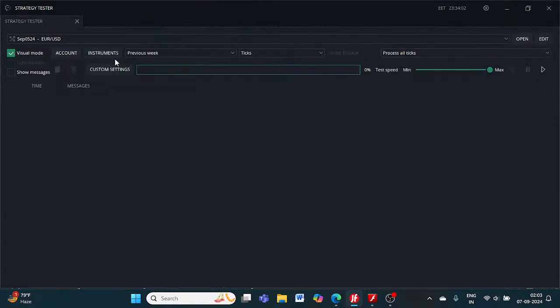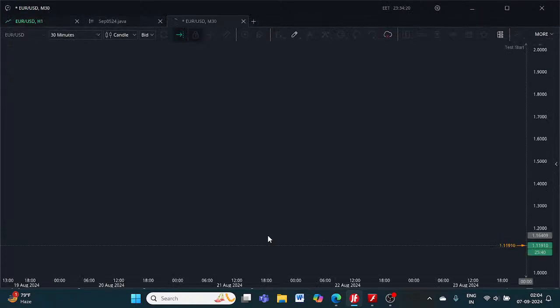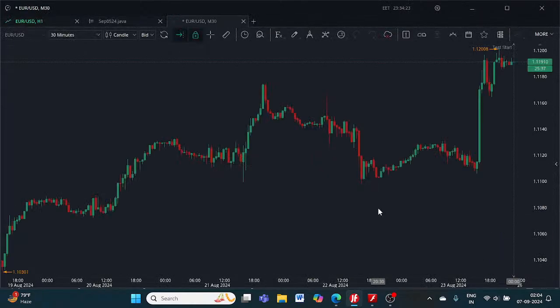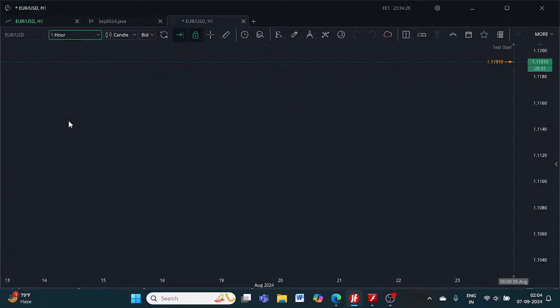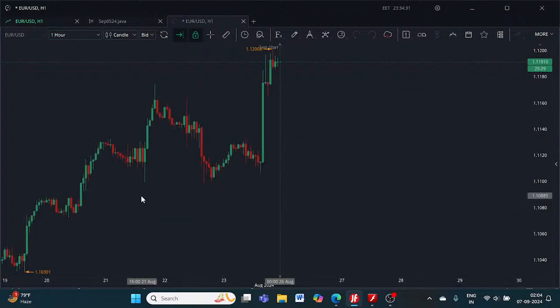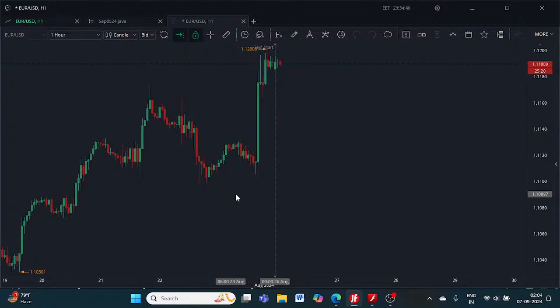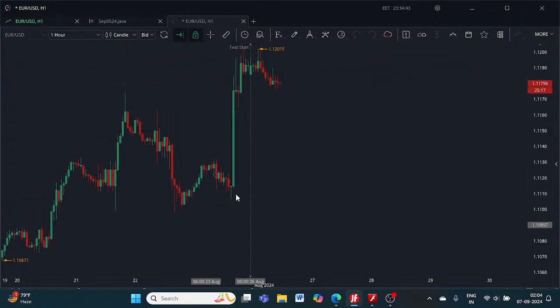Visual mode so that we can see the trades happening. We'll test it over last week. Account remains as it is. Euro USD is our instrument of choice. So let the fun begin. Alright, our test has started.